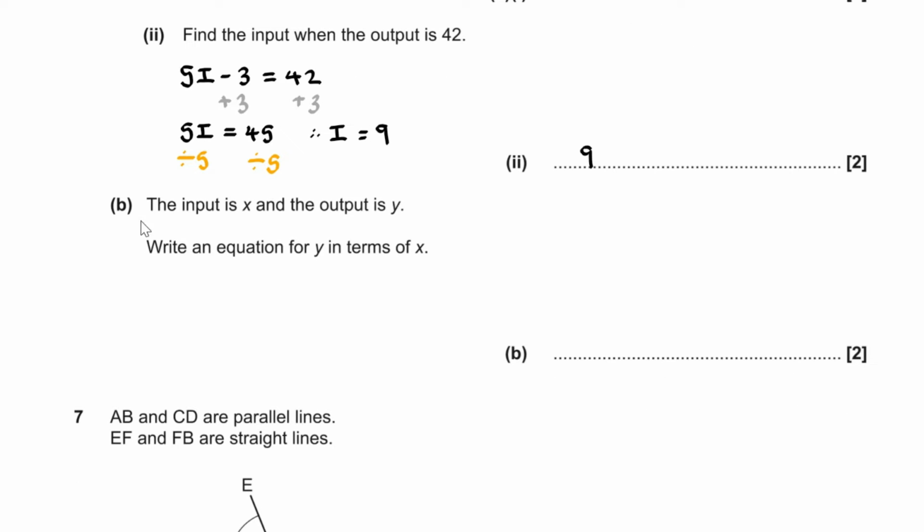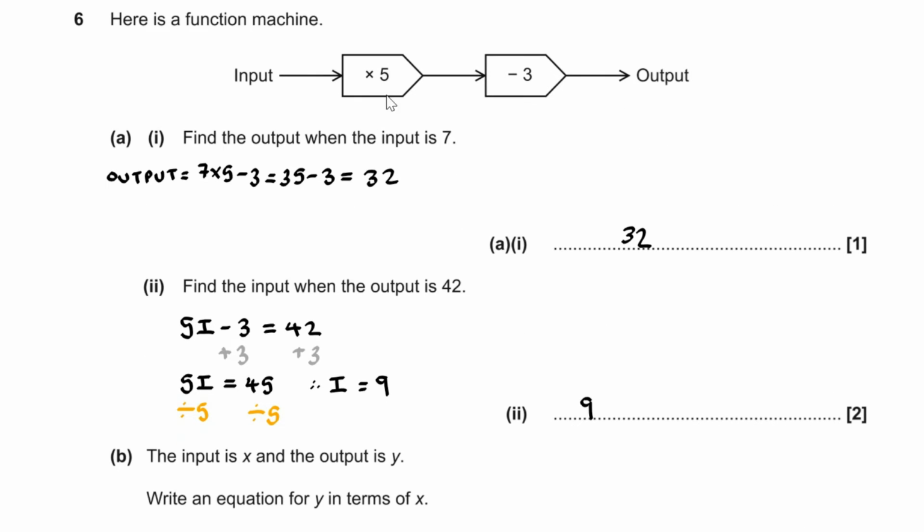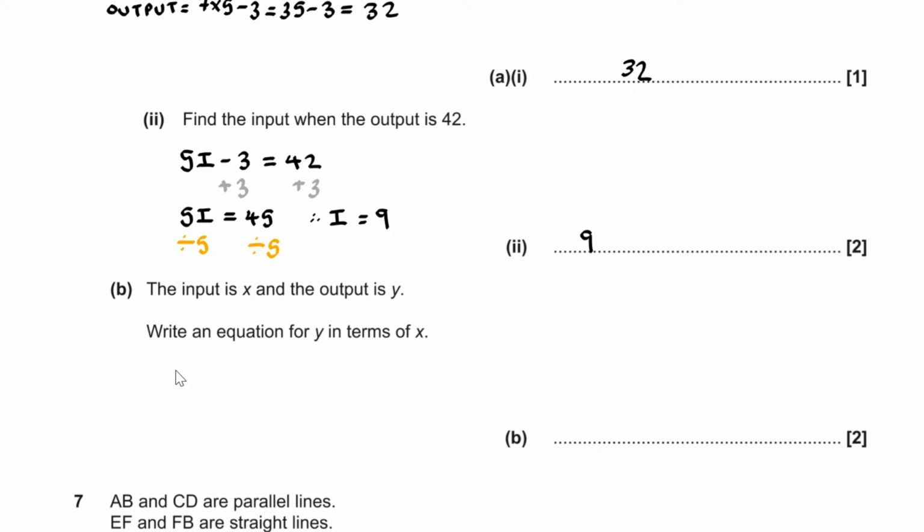For the next part, the input is x and the output is y. We have to write an equation for y in terms of x. Well, if we input x and we multiply that input by 5, we would have 5x. And then we subtract 3 and we get an output of y. So therefore we have y equals 5x minus 3.